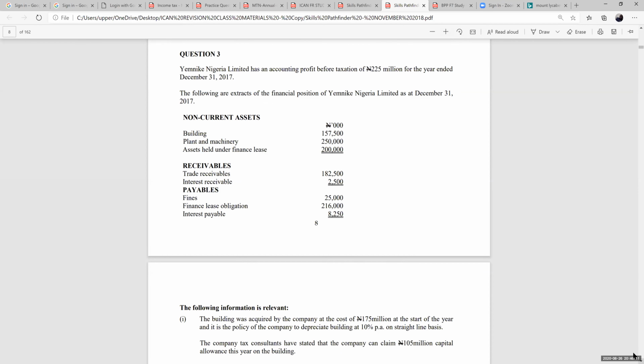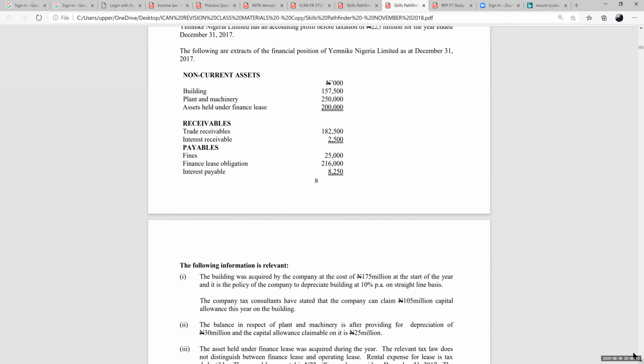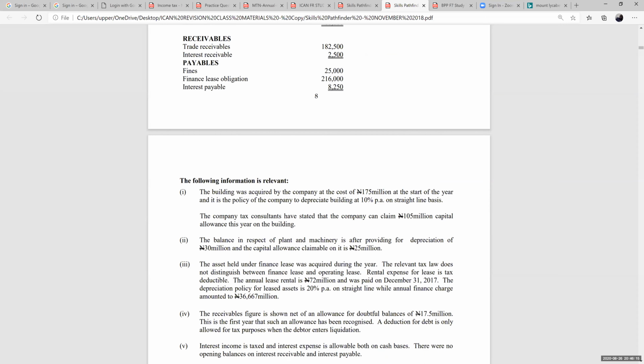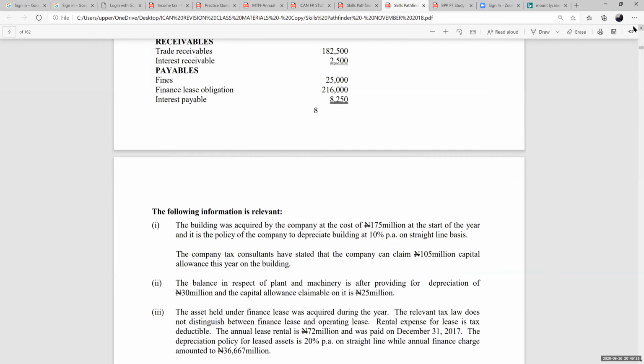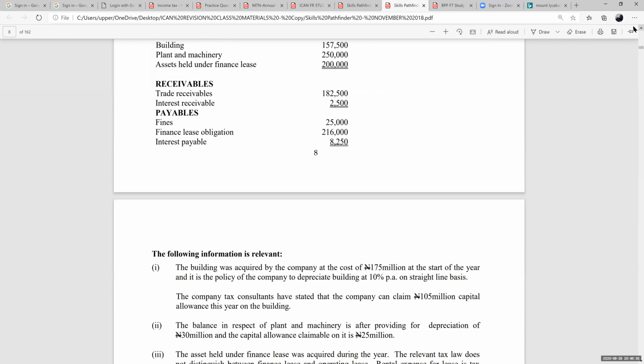Oh, okay, thank you. Okay, income receivables, we have the payables, we have fines. If you can help us increase the font again, because I'm using my phone, I'm not using my laptop. Okay, payables, we have fines. Thank you. Okay. We have finance obligations. We have interest payables, the values as given.